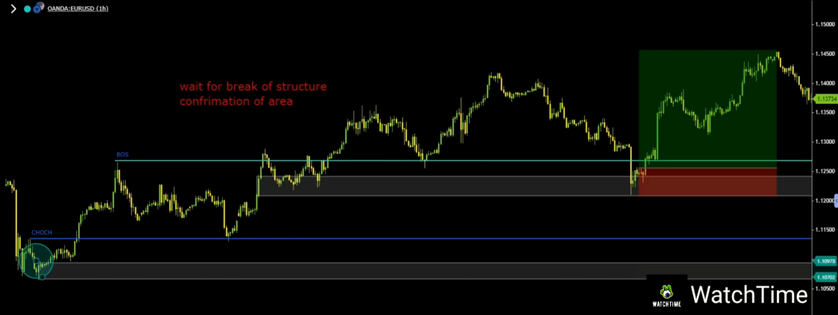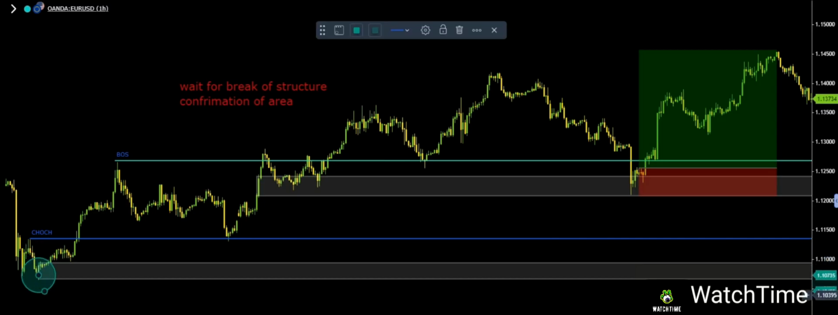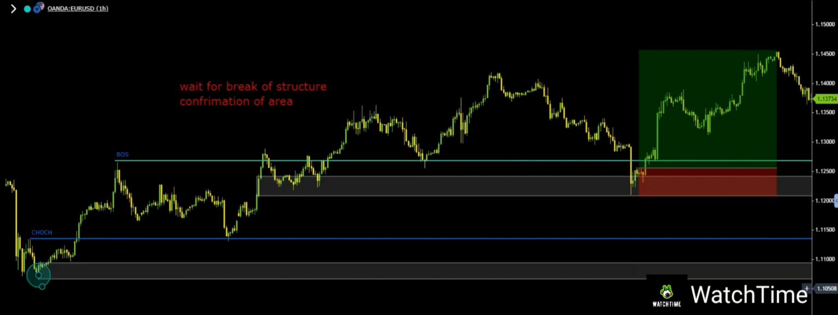Uptrend equals demand zones, downtrend equals supply zones. Structure breaks are crucial for timing your entries. Patience pays off. Wait for confirmation before trading. Counter-trend trades are high risk and should be avoided unless there's a clear reversal pattern.